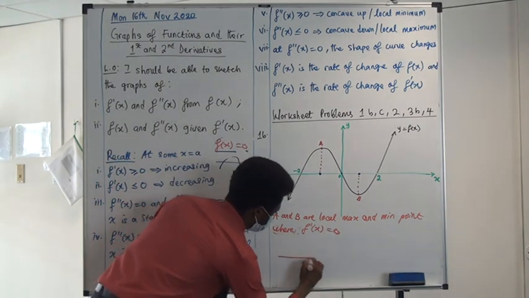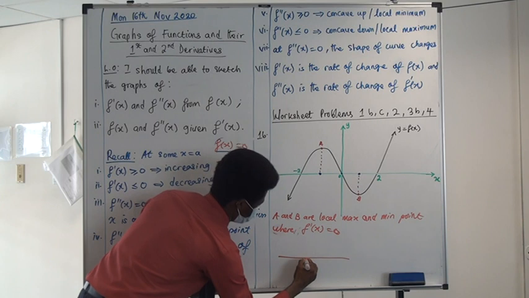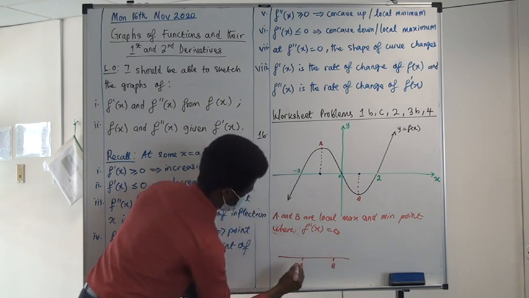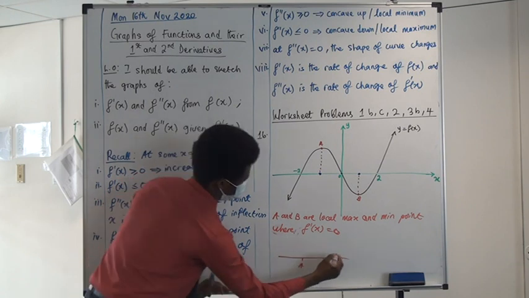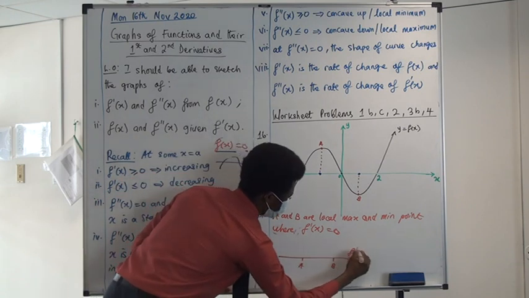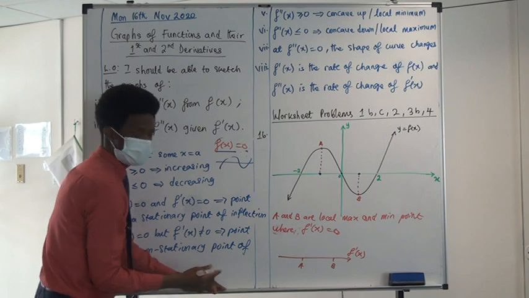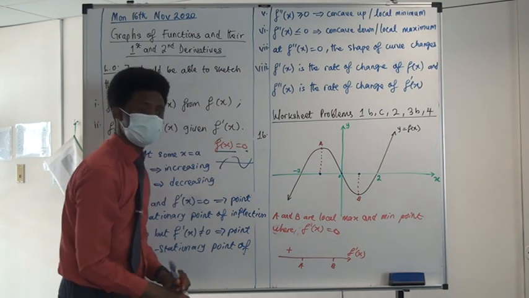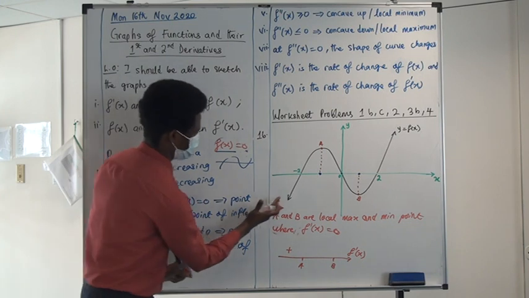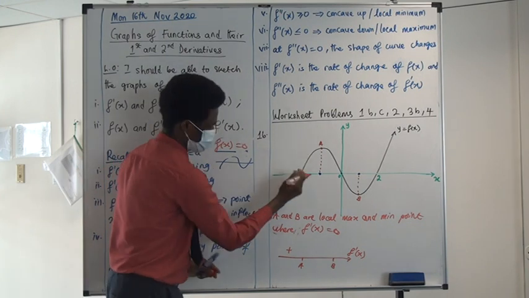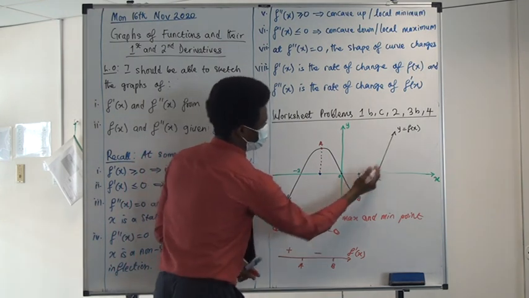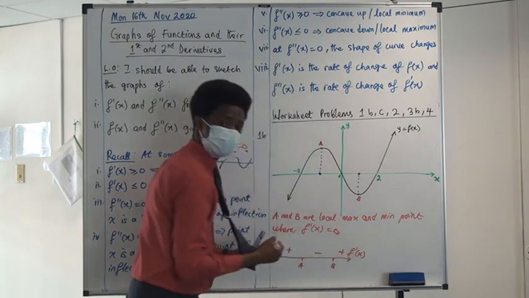About the critical points, A and B. Before A, we are interested in this, right? Before A, the gradient is positive. You agree? In between A and B, the gradient is negative. And after B, the gradient is positive.